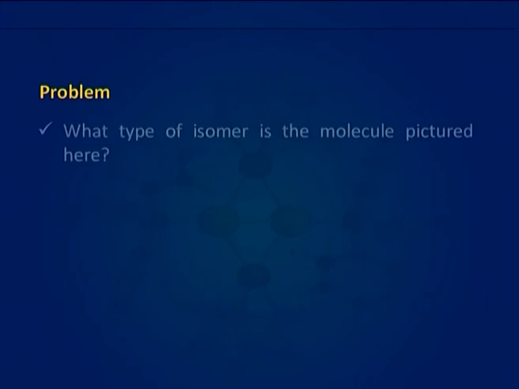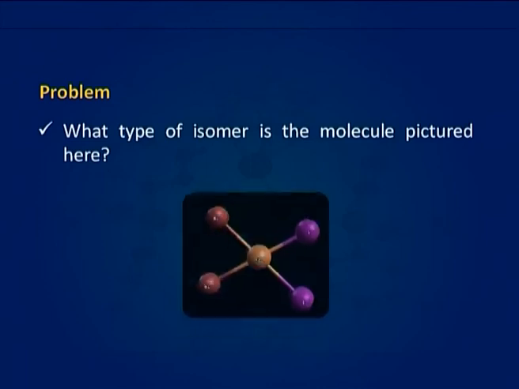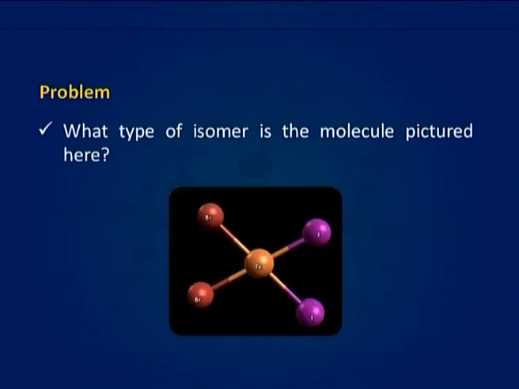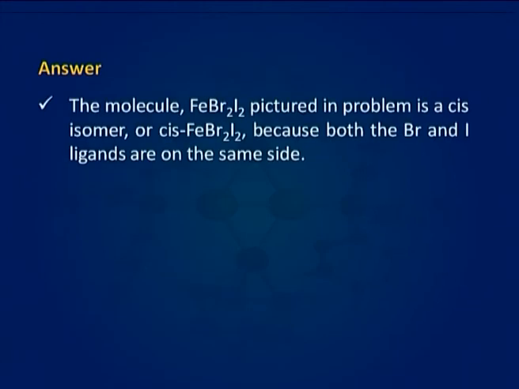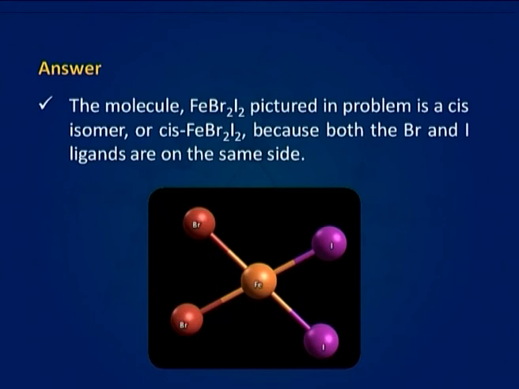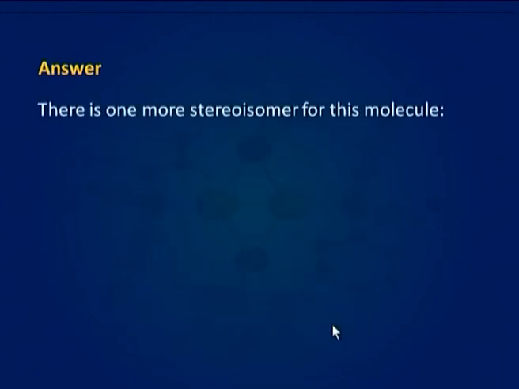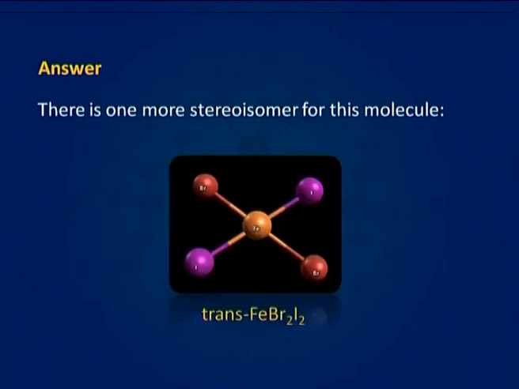There is another problem. What type of isomer is the molecule pictured here? Are there any other types of isomers possible for this molecule? The molecule FeBr2I2 pictured in this problem is a cis isomer, or cis-FeBr2I2, because both the bromine and iodine ligands are on the same side. There is one more stereoisomer for this molecule, which is trans-FeBr2I2. This isomer is a trans isomer because the two similar ligands, bromines, are on opposite sides and the two similar ligands, iodines, are also on opposite sides.